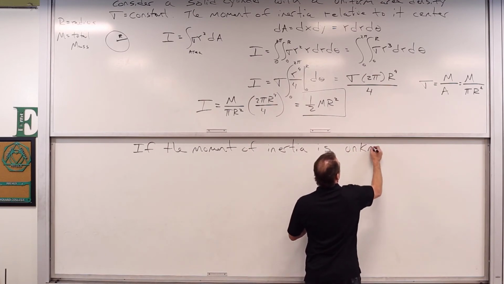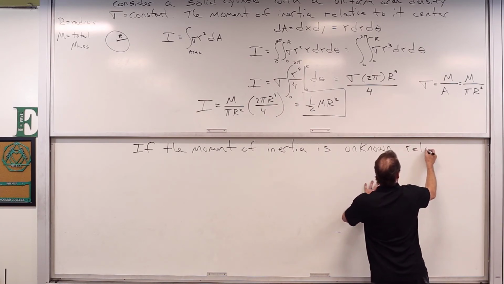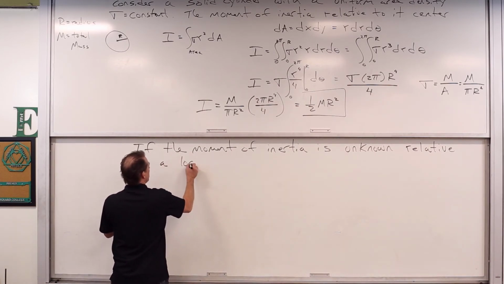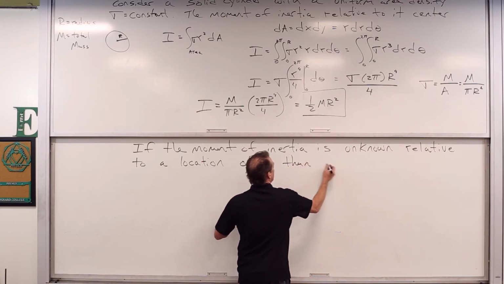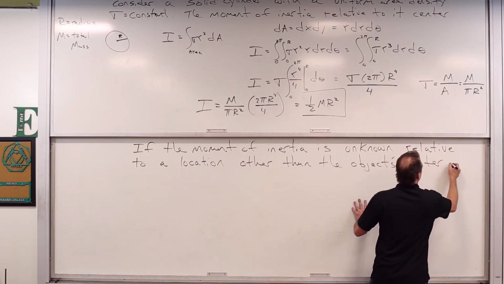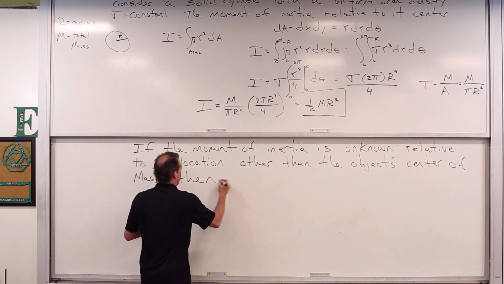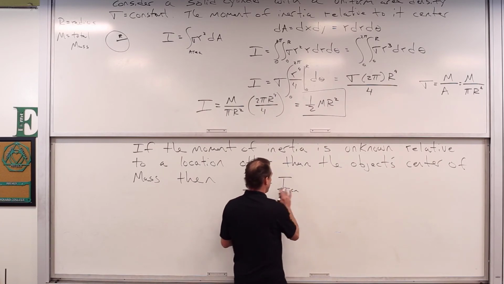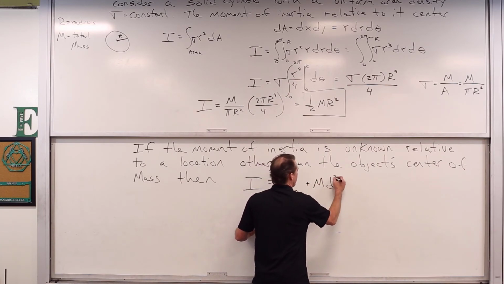is unknown relative to a location other than the object's center of mass, then I is going to be equal to I times the center of mass, ICM, which is the moment of inertia relative to the center of mass of the object, plus md squared.